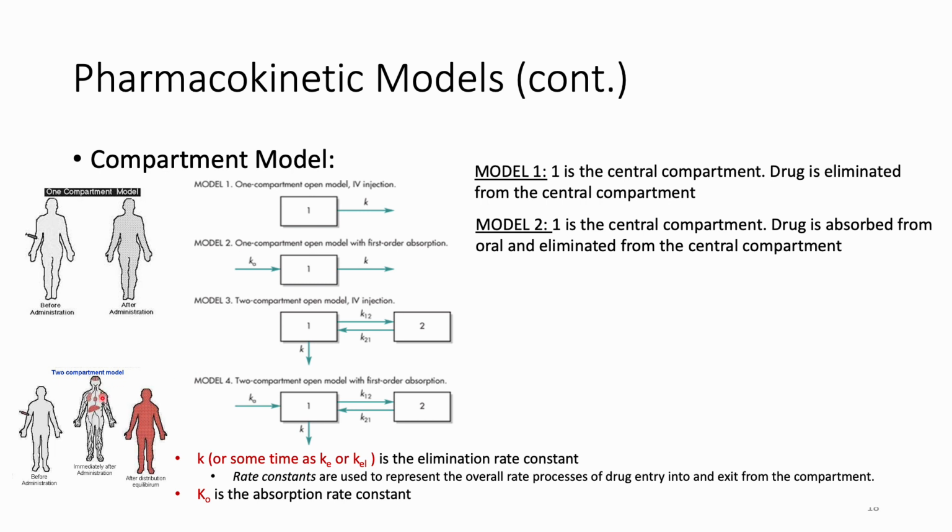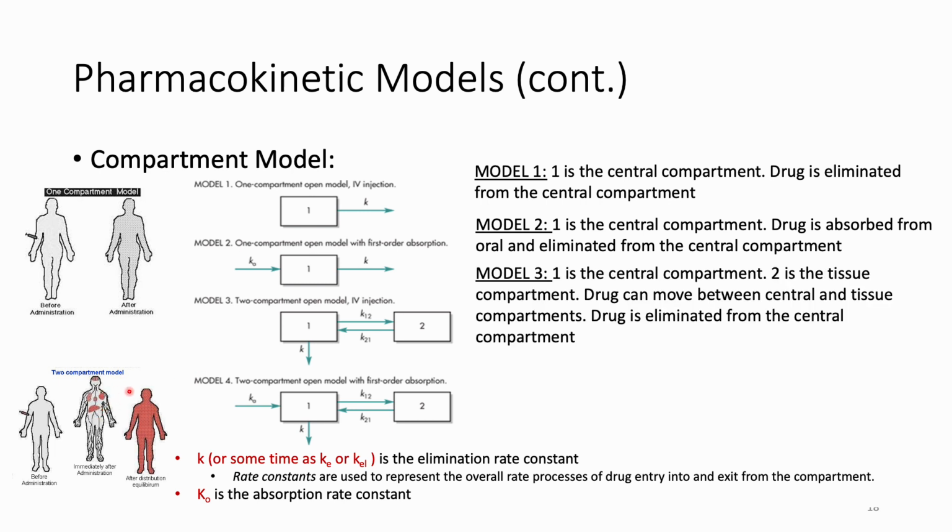The two-compartment model is a little bit more complicated. In model 3, this is the central compartment and this is the tissue compartment. One is central and two is tissue, and the drug is always moving between the central and the tissue compartments, and always eliminated through the central compartment. For this model, K is the elimination rate constant, measuring how fast the drug is eliminated from the central compartment.